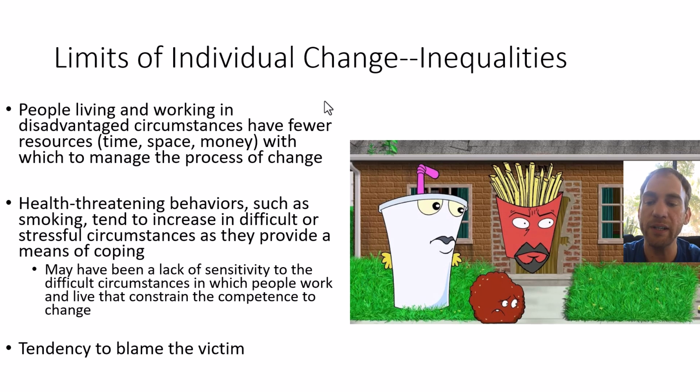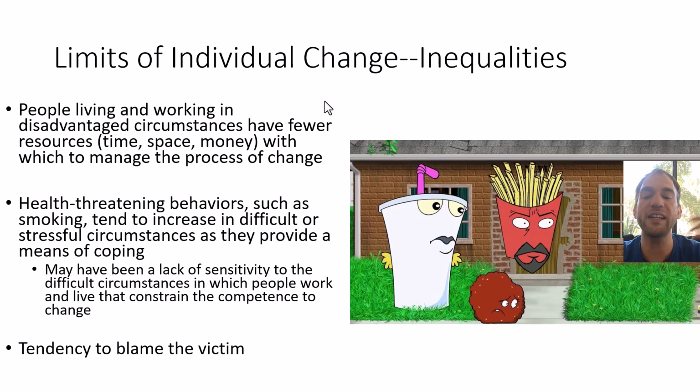Some other limits of individual change include people living and working in disadvantaged circumstances have fewer resources, such as time, space, and money, with which to manage the process of change. Health-threatening behaviors such as smoking tend to increase in difficult or stressful circumstances as they provide a potential means of coping. There may have been a lack of sensitivity to difficult circumstances in which people work and live that constrain the competence to change. There's also a tendency to blame the victim.